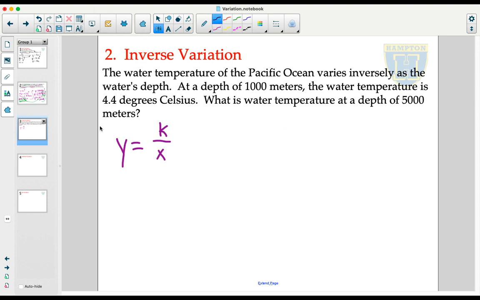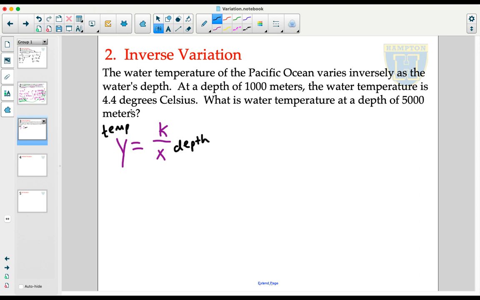When you start to get into more complicated variations, it's probably not a bad idea to code this variation with each variable, and the meaning of each variable. We know that k is the constant of variation. I'm not worried about that. But we know that the x is going to represent the depth. That's going to be the independent variable in this situation. And we know that y is going to represent the temperature of the water.